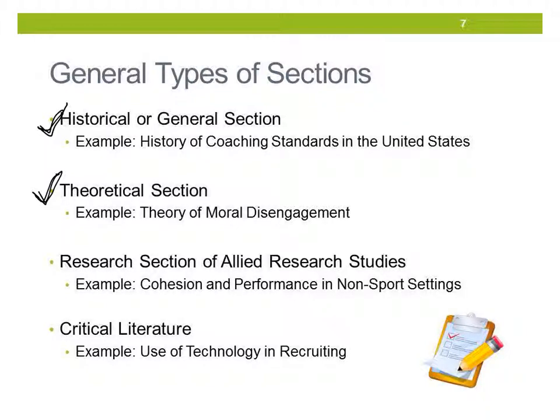Then as you move down the funnel, you're going to do research on allied research studies. This is going to be articles that are not exactly on your topic, but they do provide some justification or information on your topic. And then your final section is usually something that's on your critical literature. This is a section that provides the articles that most closely aligns with your topic and best justifies the study you plan on conducting.